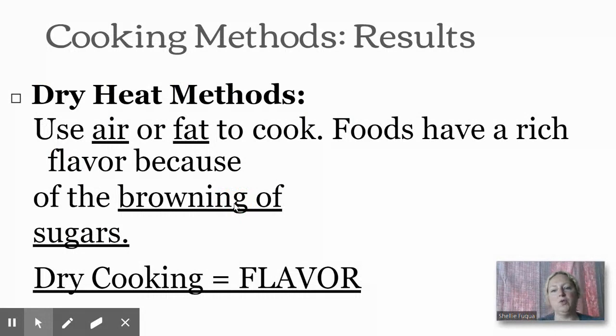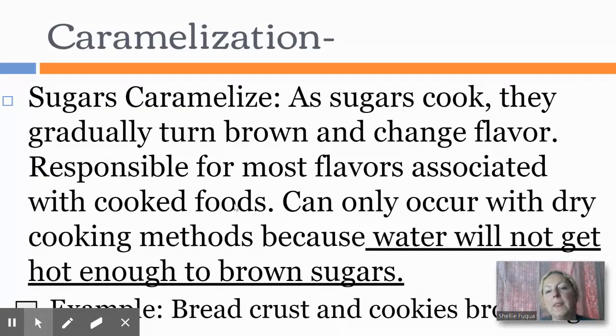So when we look at dry cooking, we are looking at air or fat. There's a lot of flavor development because of the browning of the sugars and the proteins. So dry cooking is developing flavor. And as we covered in lessons 2, 3, and 4, caramelization is where sugars are caramelizing. So we're looking at starchy and sugary food items, bread crust, cookies. But one of the main things to really know from learning target 1 is that water will not get hot enough to brown sugars.